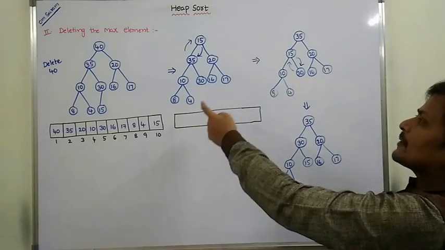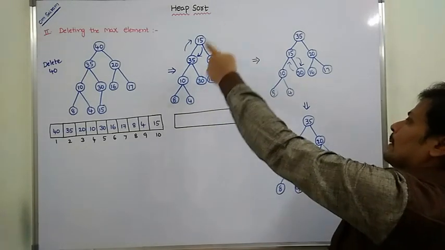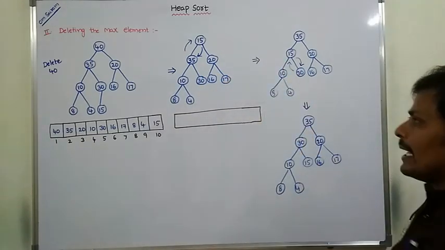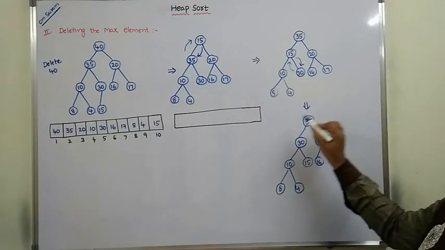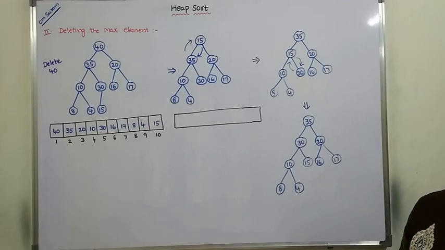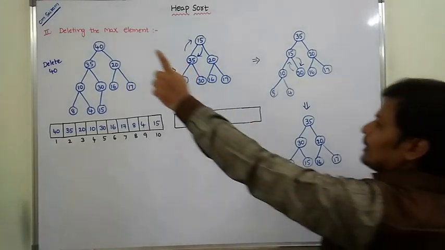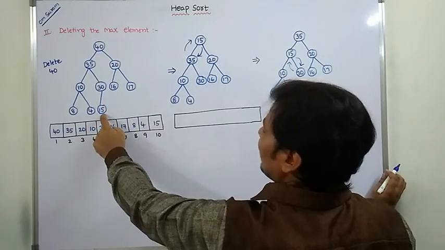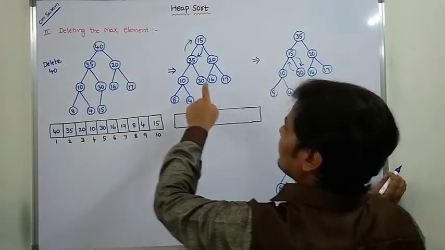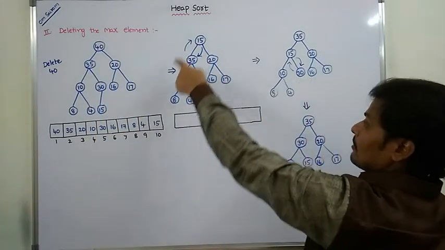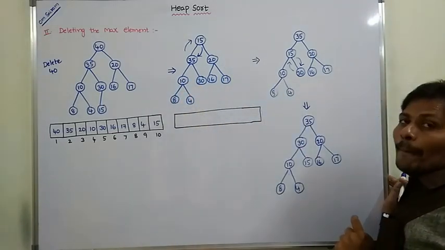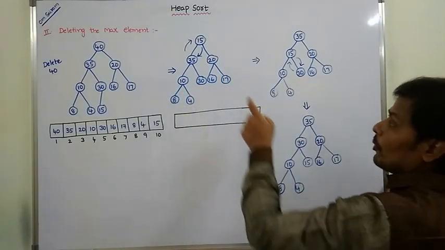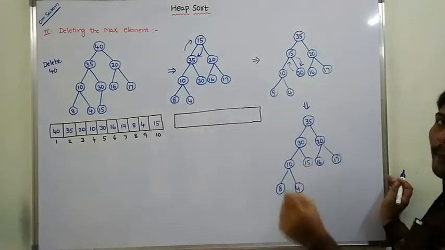If it is not satisfied, swappings can be done until it satisfies the maximum heap. So after deleting the root node 40, it can be replaced with the 15. This is the tree we are getting, but this tree does not satisfy the maximum heap property. We have to do some swappings.